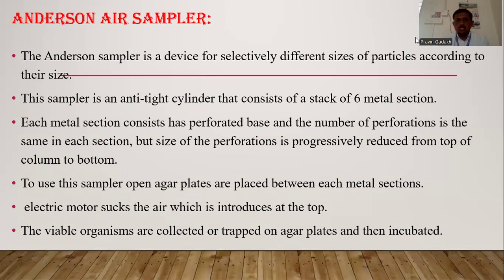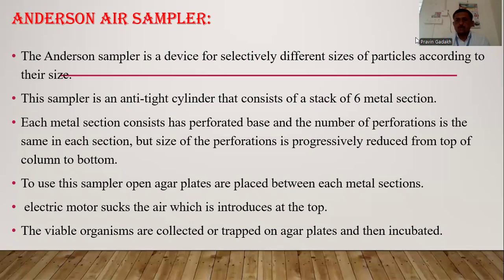So, as already discussed, it is carried out in six different sections, which are made of metal. Each metal section consists of a perforated base, and the number of perforations is the same in each section. But for the differentiation between different particle sizes, the size of the perforation is progressively reduced from the top of the column to the bottom. That means the air sampler is prepared in six different metal sections.